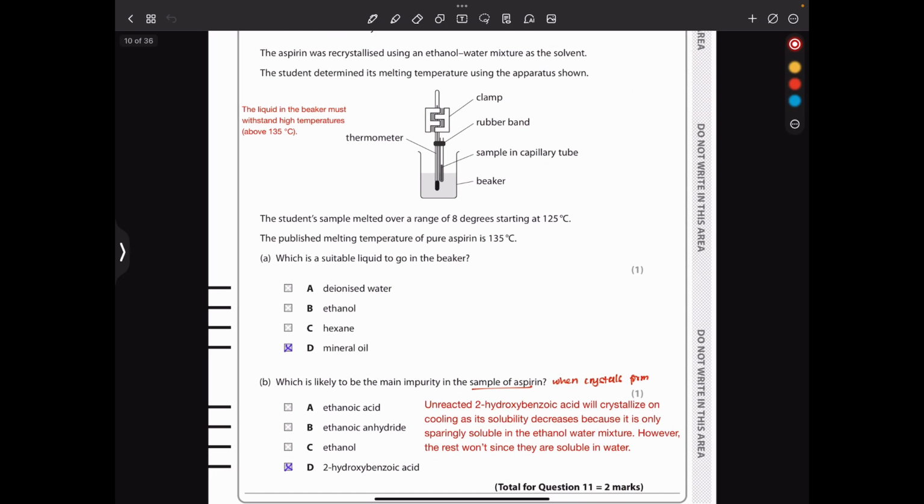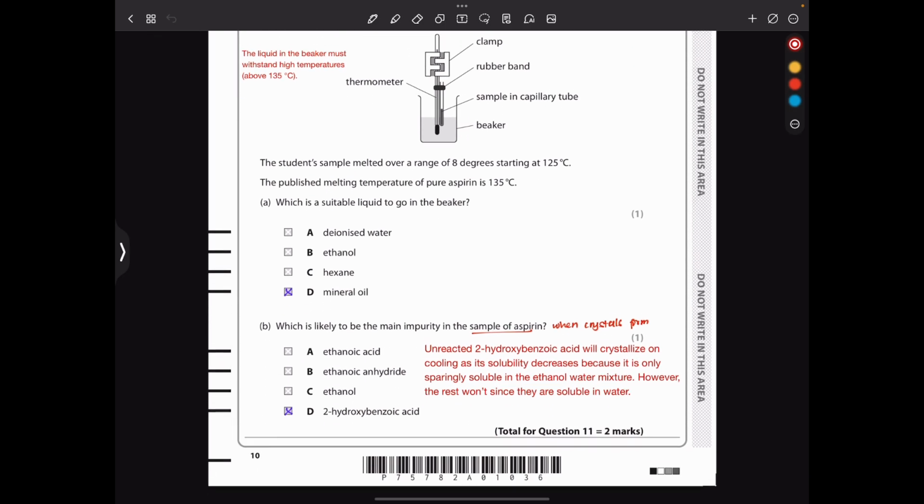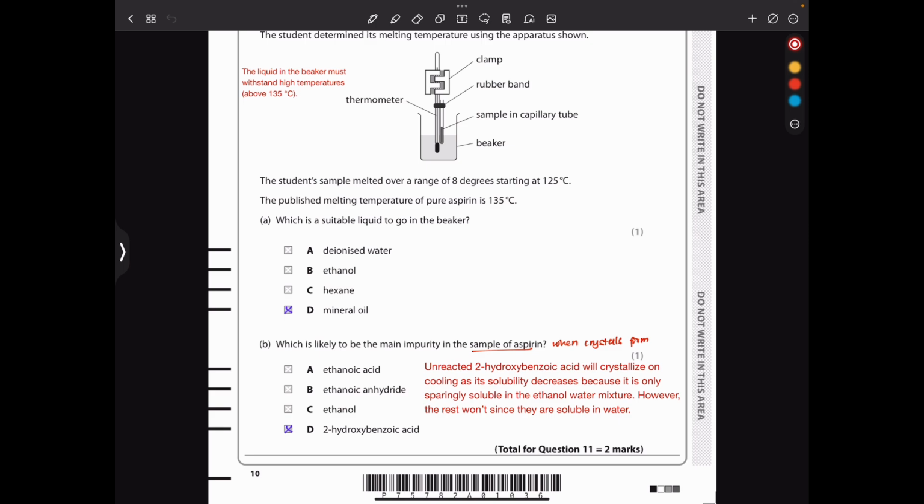Its solubility in the water-ethanol mixture is not that great. So basically it dissolves better in ethanol, but in the water-ethanol mixture it is not that great. And if the temperature decreases, then its solubility is going to decrease as well. So D is going to be the answer.